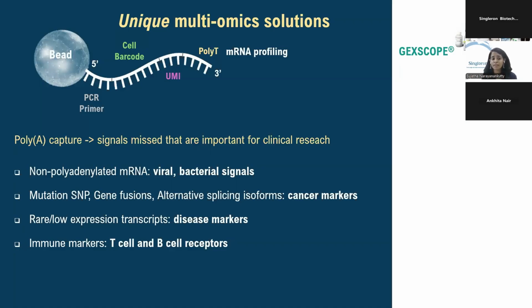You could also need to look for a very rare or low expression transcript. Again, this could be missed. And then finally, if you're looking for immune markers, you need to know what the T cell or B cell receptors are. These can also be missed if you were just capturing your mRNA based on poly-A.